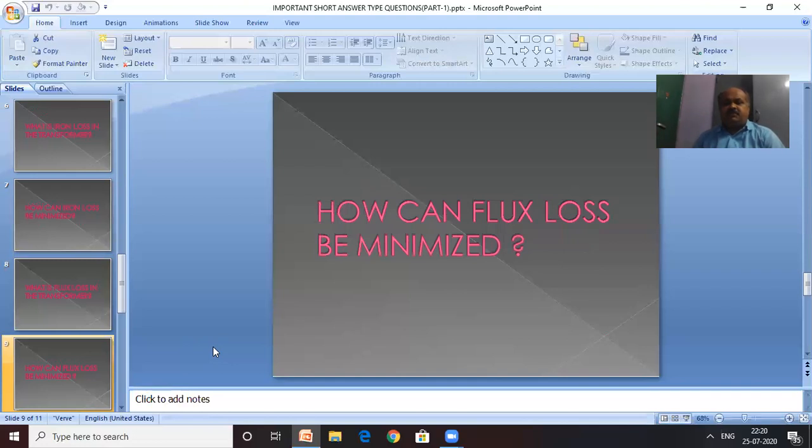How can flux loss be minimized? This loss can be minimized by setting the primary coil and secondary coil coaxially. If the coils are coaxial, then whatever magnetic flux change takes place in the primary coil, the same change will take place in the secondary coil also.